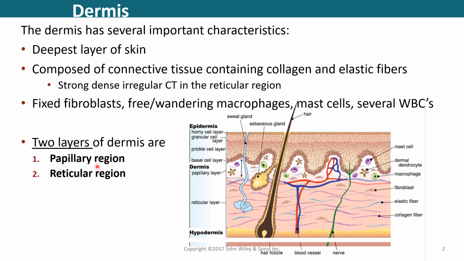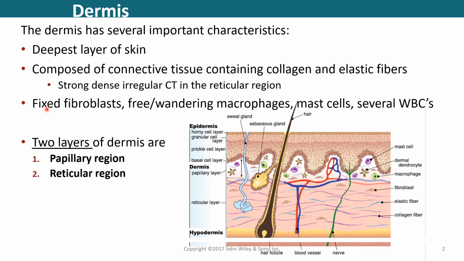We have a papillary region, which is this lighter color, this white stuff, at the top of the dermis, and it makes these little nipples or papilla. That's what it looks like. And then the reticular region is going to be all this darker middle region here. This has the meat, the bulk of the dermis is this reticular region. We'll take a look at each of these layers.